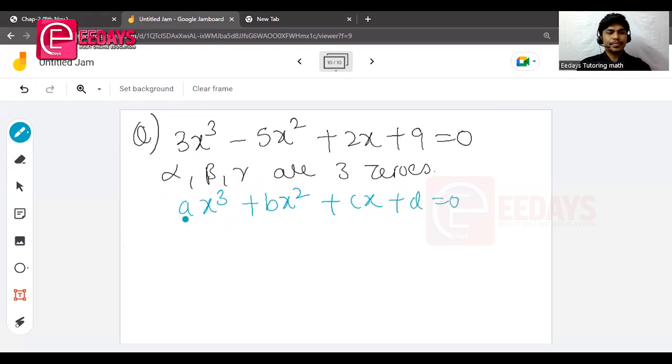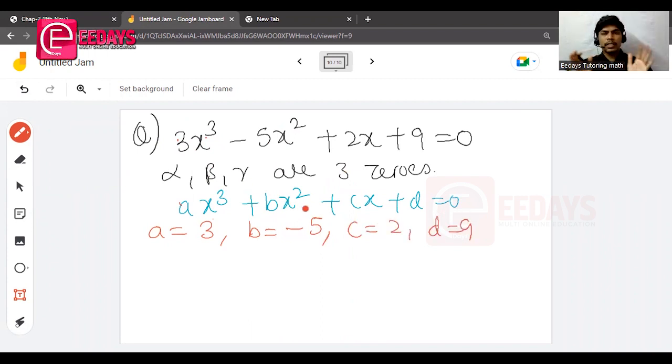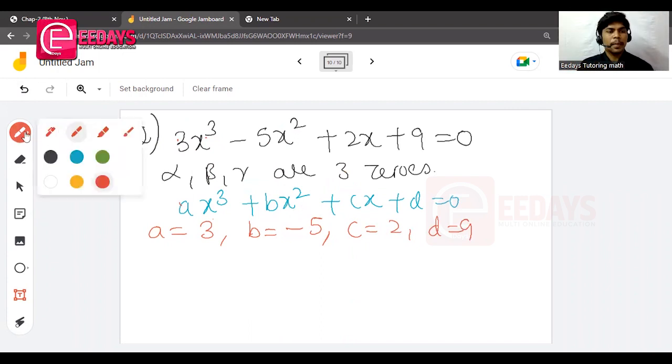In the place of a, x cube is the same, and 3 is there. In the place of b, x square is common, and minus 5 is there. In the place of c, 2 is there. In the place of d, 9 is there. First, you need to write all those things in a clear manner, and include the symbols also. Now, let's find the sum of zeros.